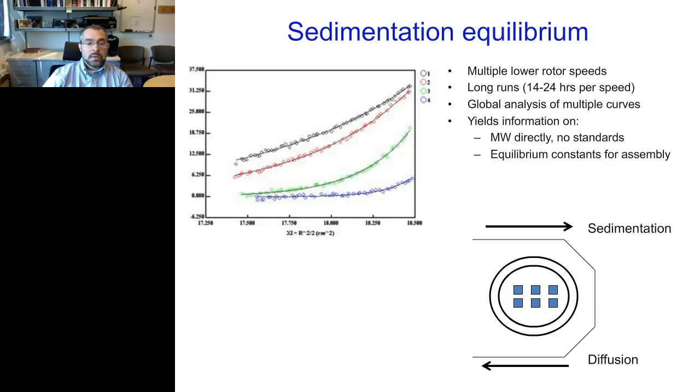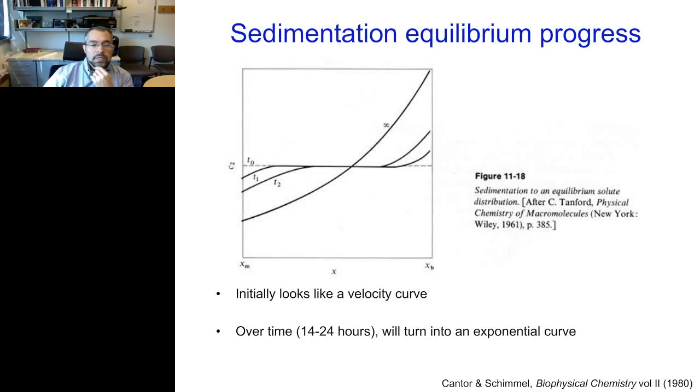And that's what's illustrated up on the left here at 4 different speeds. You can see that we have these exponential curves that are our stable equilibrium concentration gradients. And as I'll show you in a moment, by fitting those exponential curves, we can directly pull out the molecular weight of our sample without any effects of shape and without any standards, etc. It's an amazing first principles, highly applicable technique.